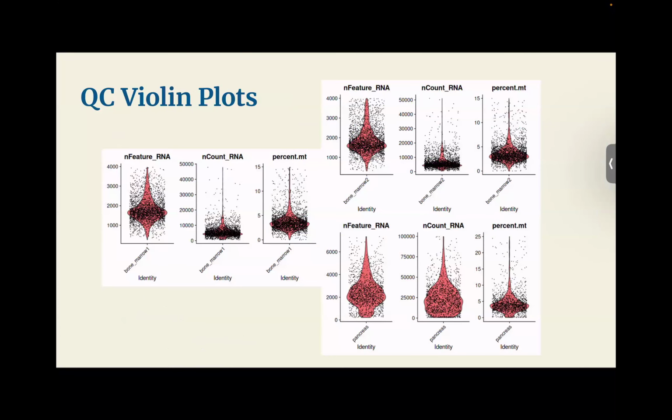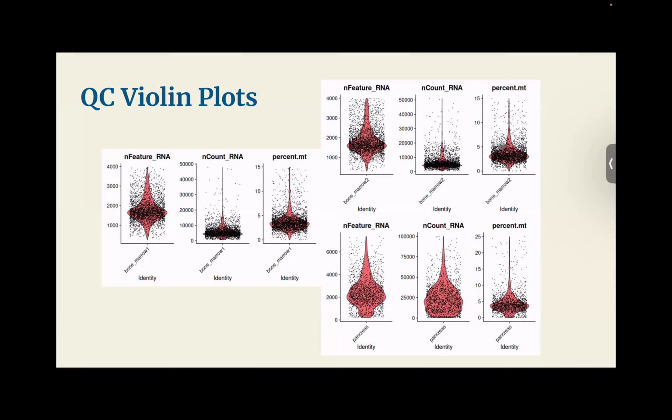These were some of my quality control violin plots. To the left and at the top right are bone marrow 1 and bone marrow 2. As you can see, it was largely 8% mitochondrial here, and a little less than 8% for both datasets.